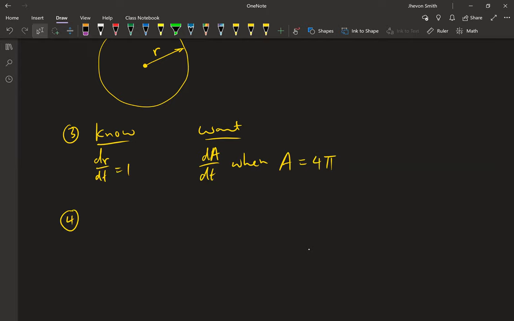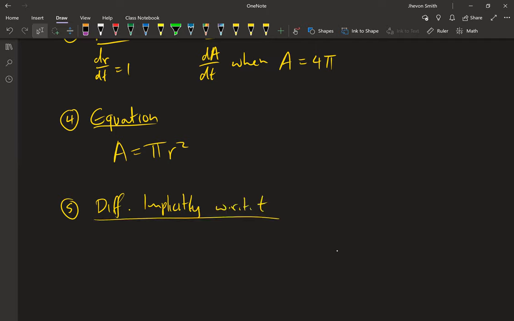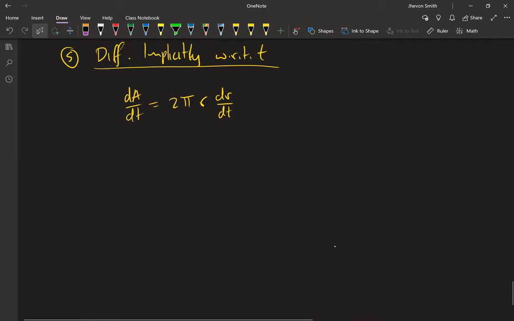So now I move down to step 4, I'm going to set up the equation. And we already know that A equals pi r squared. Now step 5, I'm going to differentiate implicitly with respect to t. And so this is dA/dt equals 2 pi r dr/dt. And now we go to step 6, and remember, this is where I start plugging stuff in.